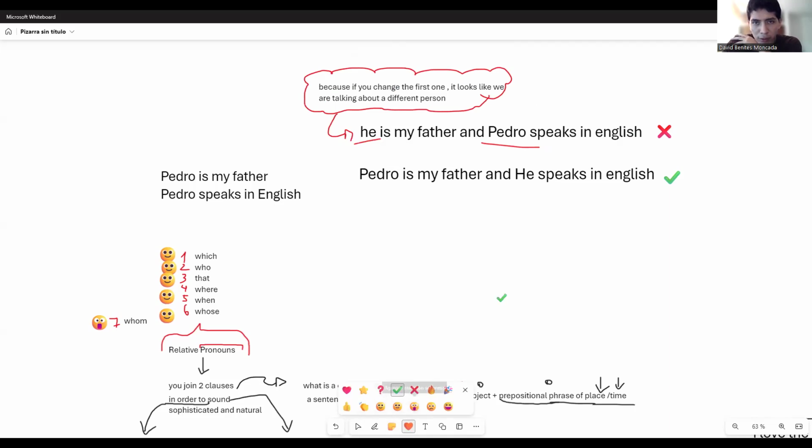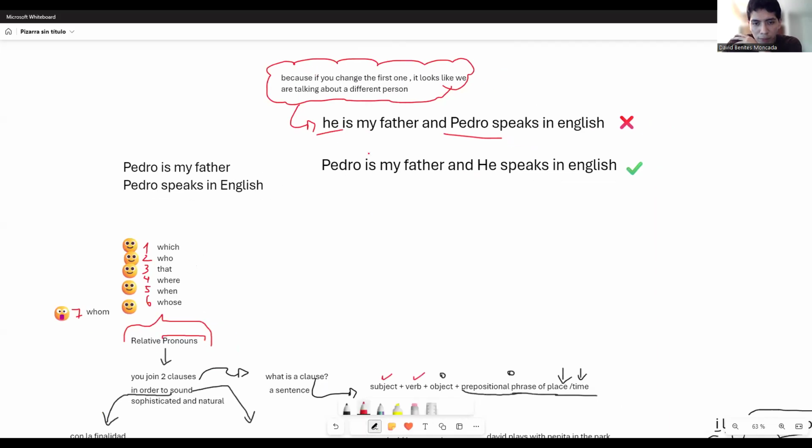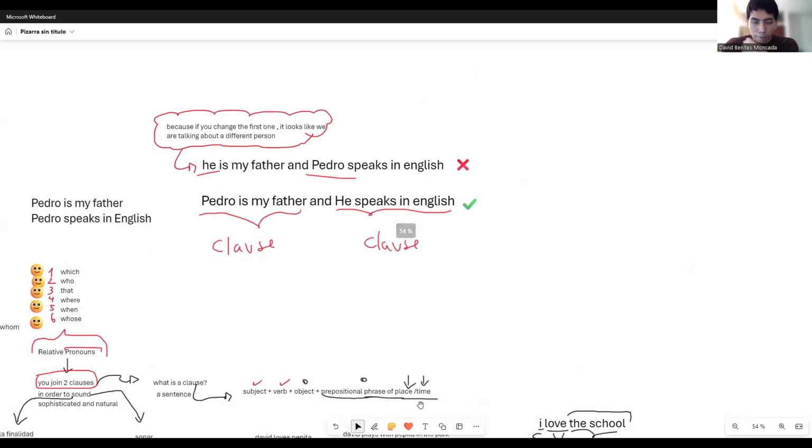Now focus on this part. Carlos, but what is a relative pronoun? You see, how do we call this? This is a clause, right? And this is a clause. And you join two clauses, right? Relative pronouns. Focus on this part. Okay, first step by step. It's pretty easy. It's pretty simple.